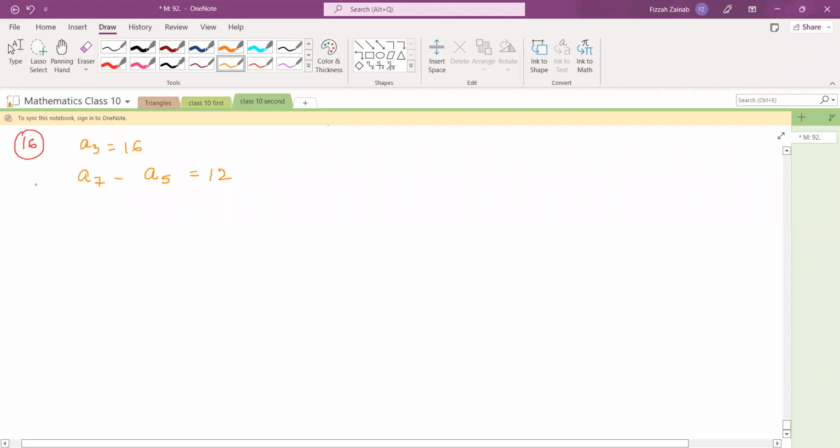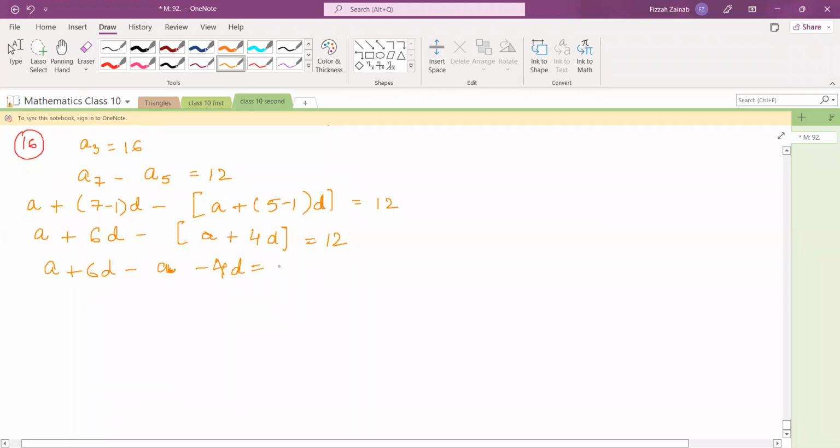So if you open this, A7 minus A5 is equal to 12 means a plus 7 minus 1 into d, minus a plus 5 minus 1 into d, is equal to 12, right? So a plus 6d minus a minus 4d is equal to 12. So a will get cancelled out. 6d minus 4d will be 2d is equal to 12, and d is equal to 6. So at least I have got my d, right?